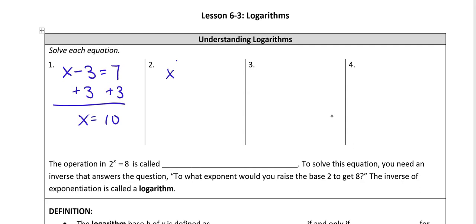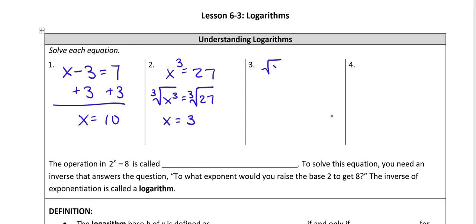Likewise, if I had an equation like x cubed equals 27, and I asked you to undo the operation here, to undo a cube, we would use a cube root. And we would do this to both sides. The cube root would wipe out the cube, and we'd be left with x equals the cube root of 27, which is 3.